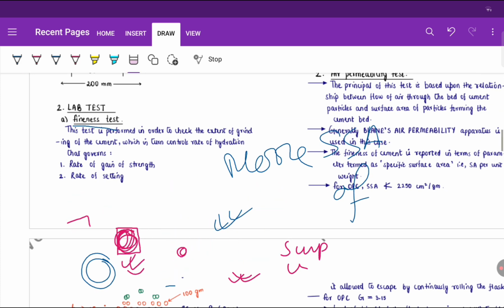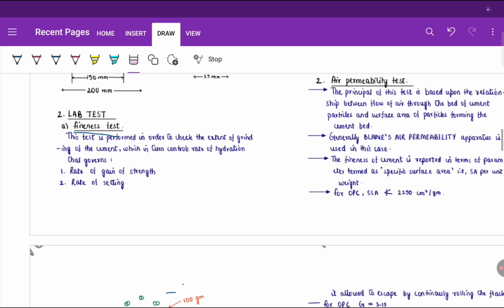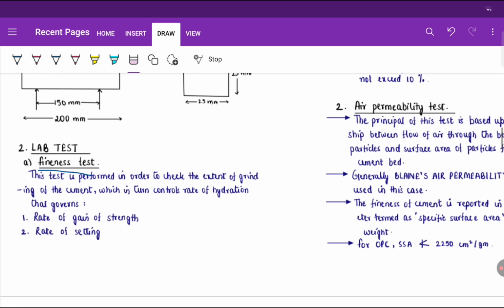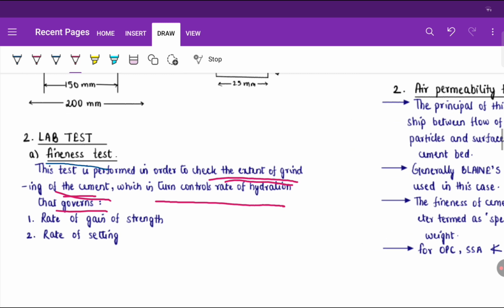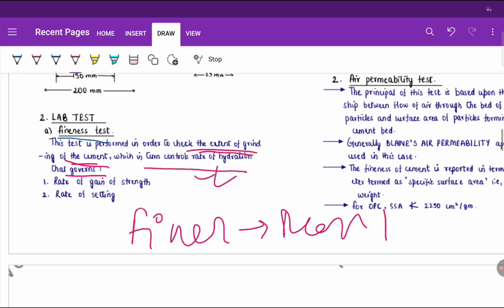So now let us see. To know the fineness of cement, we do the fineness test, right? To what extent the cement is ground determines the fineness, which in turn controls the rate of hydration. I have discussed that it controls the rate of hydration. So the finer the cement, the more heat of hydration, sorry, rate of heat of hydration.